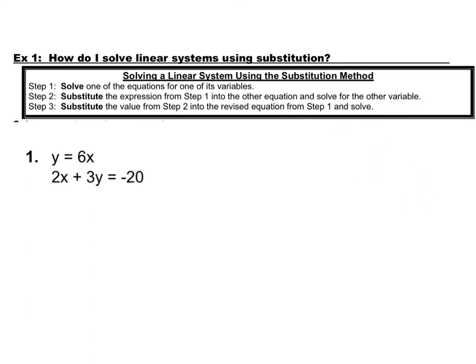So let's take a look. What I have is y is equal to 6x, and I have 2x plus 3y is equal to negative 20. So what I'm going to do is I am saying that y is equal to 6x. I'm looking for the one where I've solved for one of its variables. And I'm going to plug this 6x where I see the y. So I'm plugging in that whole value. So I'm going to rewrite my equation. I have 2x plus 3, and we're saying that y is 6x. And now that's going to be equal to negative 20.